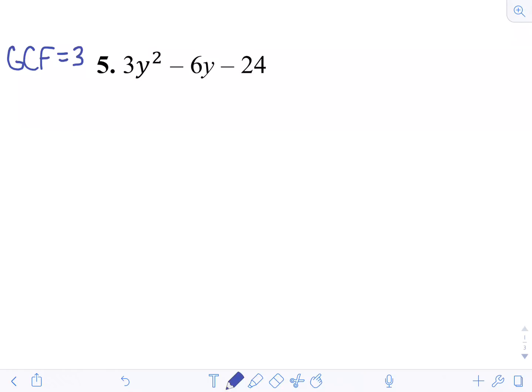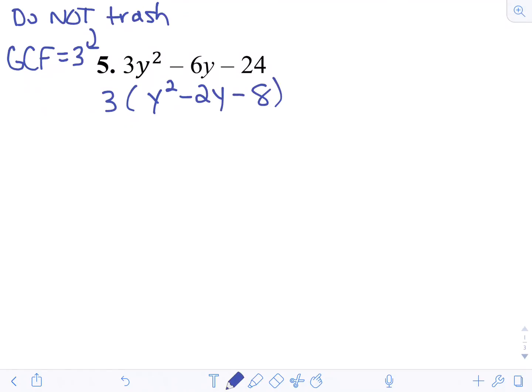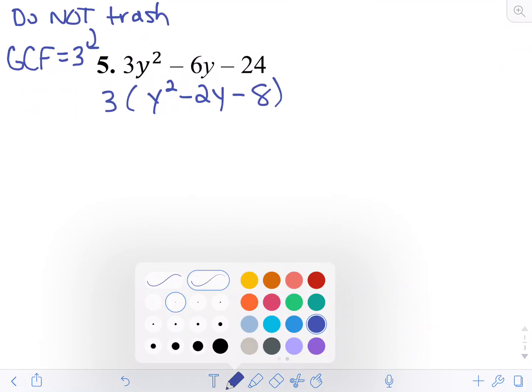Now I need you to make a note. You do not trash this GCF. Okay, you don't want to trash this one. This one just stays there on the outside. So when I pull out a 3, what I have left over is y squared minus 2y and then minus 8. Okay, so that's the first part.